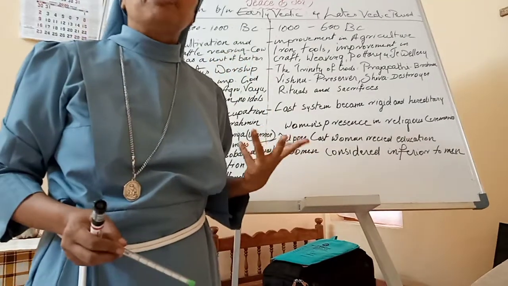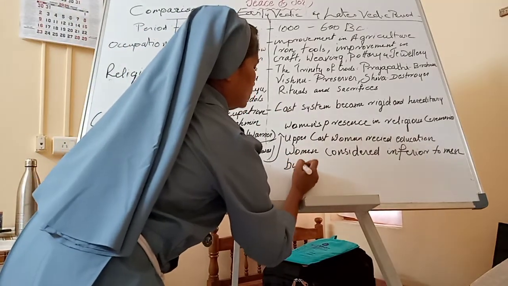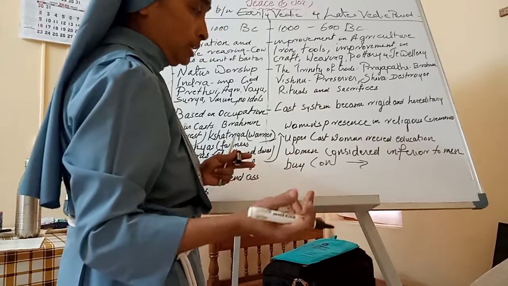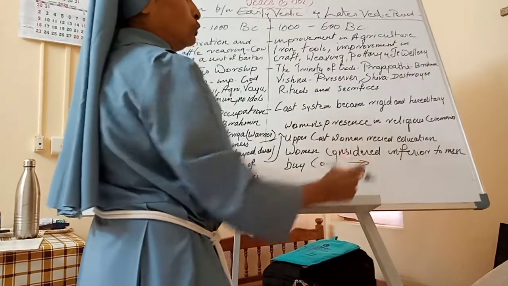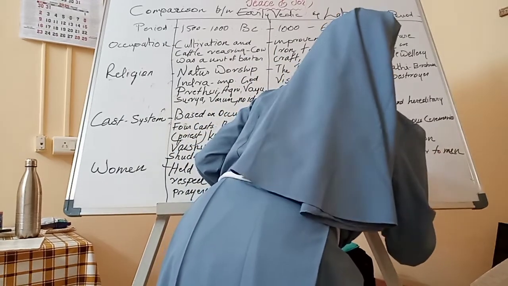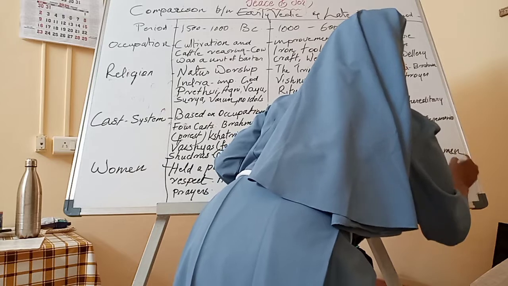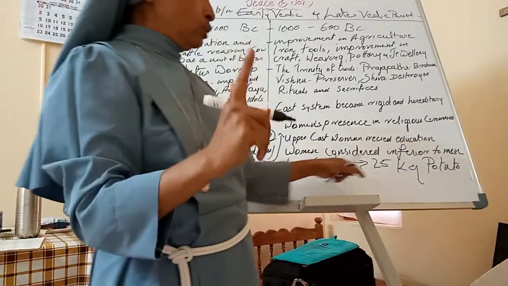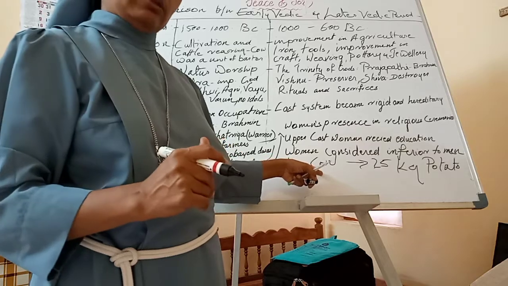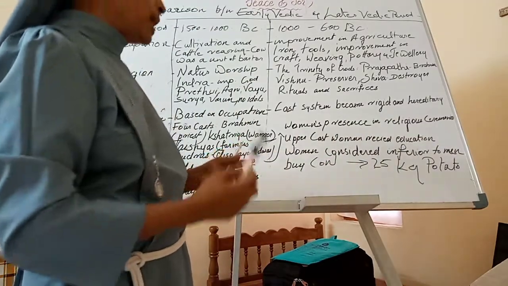Barter. What is barter system? Barter system is when we buy a cow. Here it is a cow, and for one cow, at that time there was no money. So for buying a cow, they have to give 25 kg of potato. Okay, for buying one cow, they have to give 25 kg of potato because cow is more valuable, isn't it? So, in order to get something, they have to give something as a thing. That is the barter system.